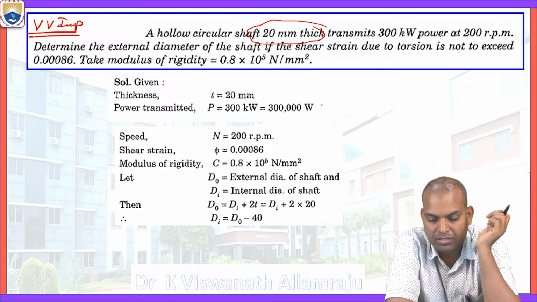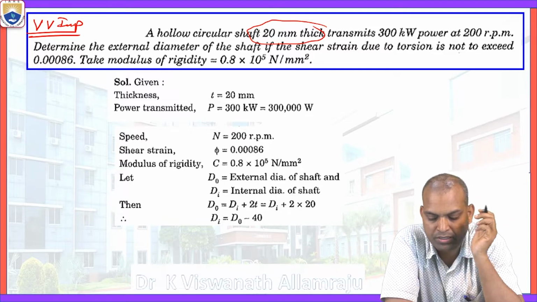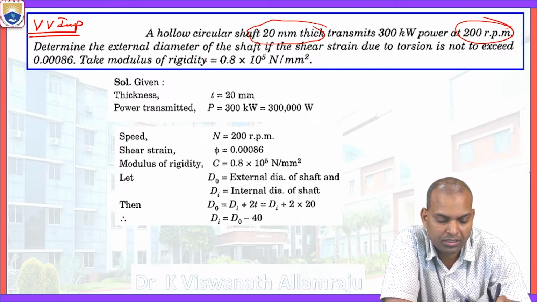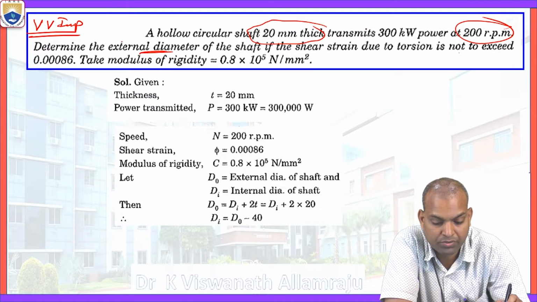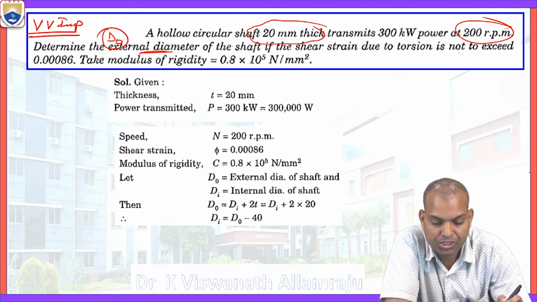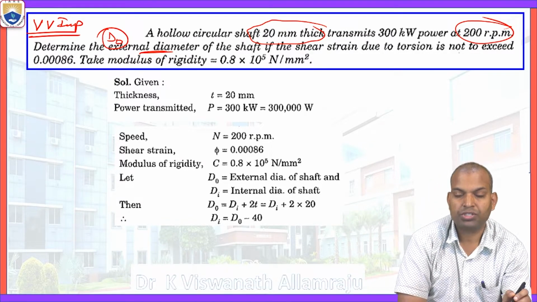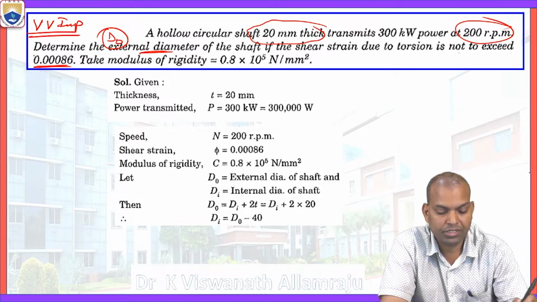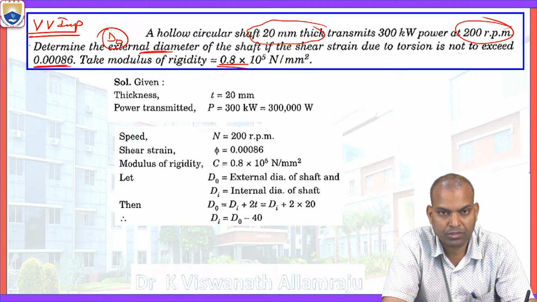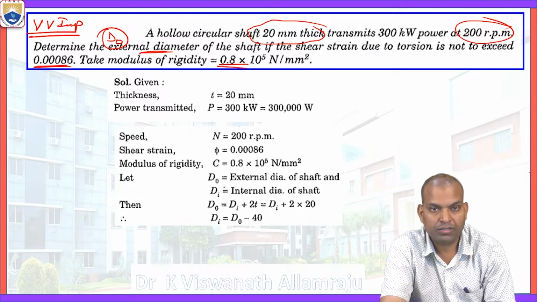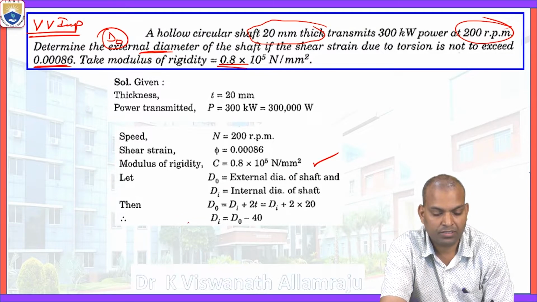It transmits 30 kilowatts power at 200 rpm. Determine the external diameter of the shaft, that means D naught we want. And the shear strain due to the torsion is not to exceed 0.00086. Take the modulus of rigidity as 0.8 times 10 power 5 Newton per square millimeter.